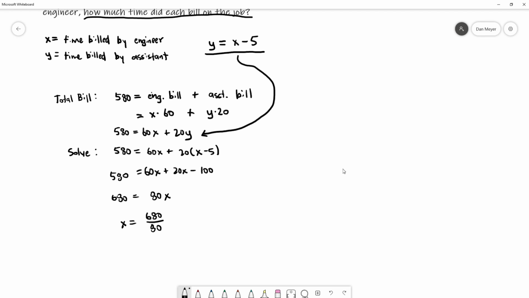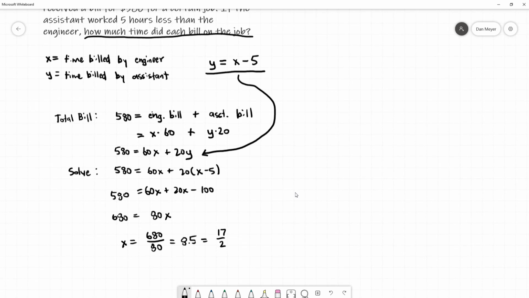I get 8.5 hours. I already did that last step. I got x is equal to 8.5. Now, I'm comfortable using a decimal. This is an exact decimal, as opposed to writing this as 17/2. I'm comfortable using a decimal here because when I translate this back to an answer to the story, how much time did each bill on the job?